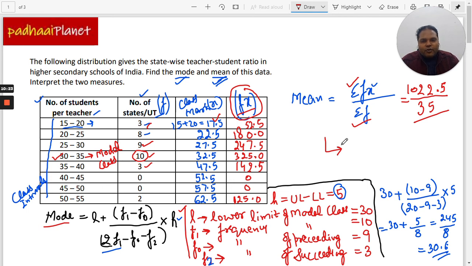I hope you could understand how to find the mean of the data, and also how to find the mode of the data. You can also check out a couple of more videos I have uploaded for finding mode and mean when you are given the class intervals and frequency. That will help you do better practice.